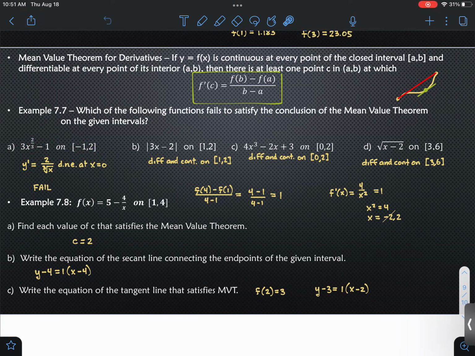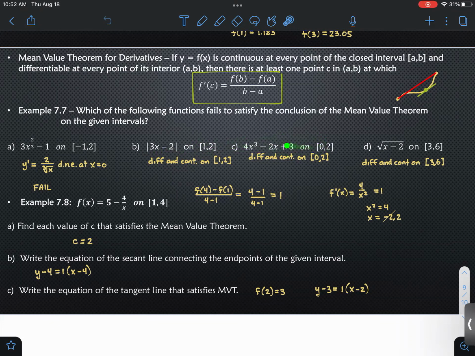Now you might say for part B, well, that's an absolute value graph. It's going to have a corner, so it's not differentiable. You're right, but that corner is going to occur at the vertex, which is x equals 2/3, and that's not the interval that I'm asking about. So if we only go from 1 to 2, yes, this thing is differentiable and continuous, so the mean value theorem could apply.